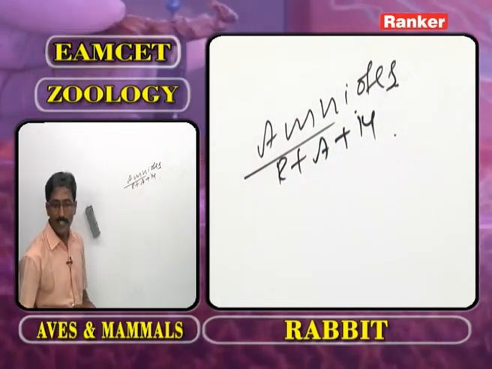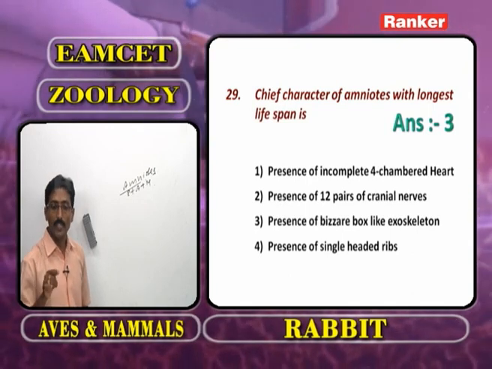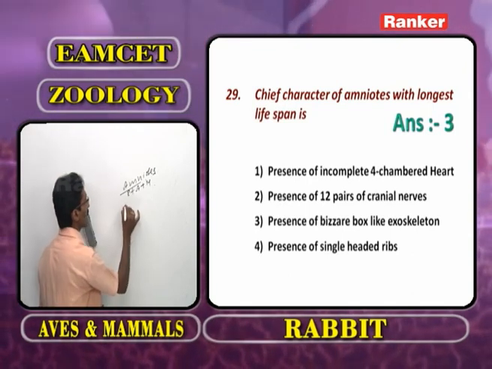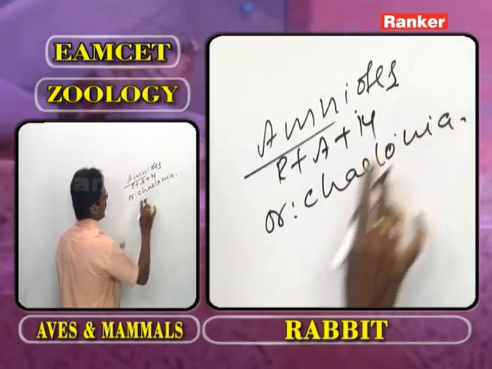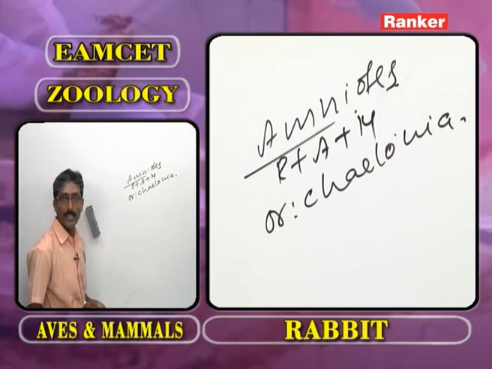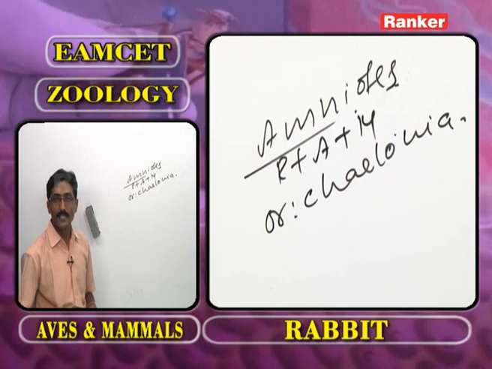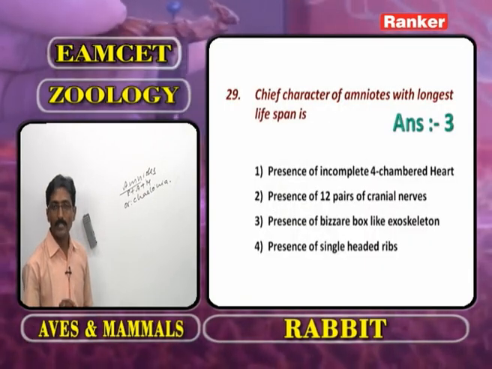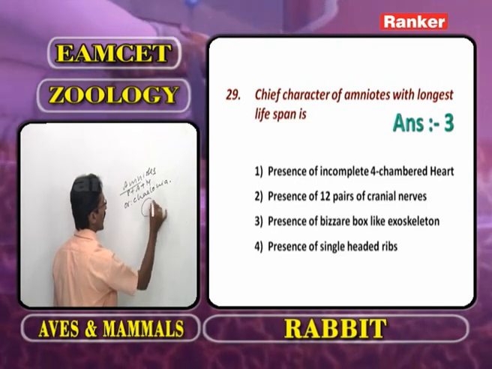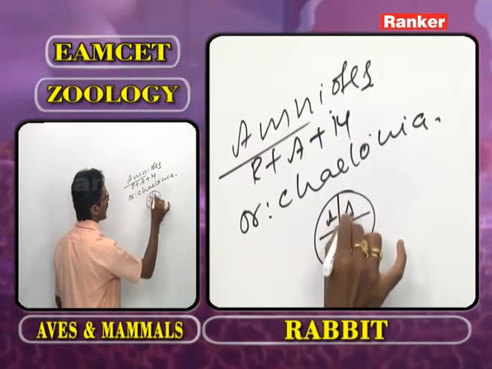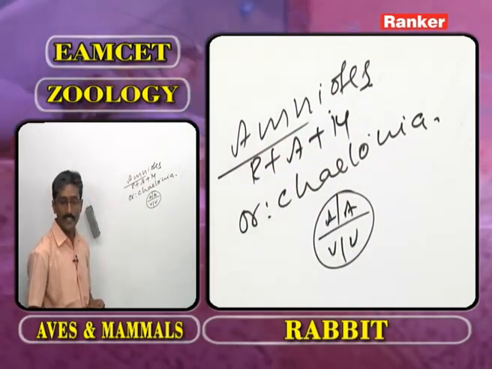But here what is the question? Chief character of amniotes with the longest lifespan, that is the order Chelonia. The Chelonia members have the longest lifespan. Over. Now we have to observe the options. Presence of incomplete four-chambered heart. Now in Chelonia, no doubt, two auricles and a ventricle incompletely divided. The first option is correct.